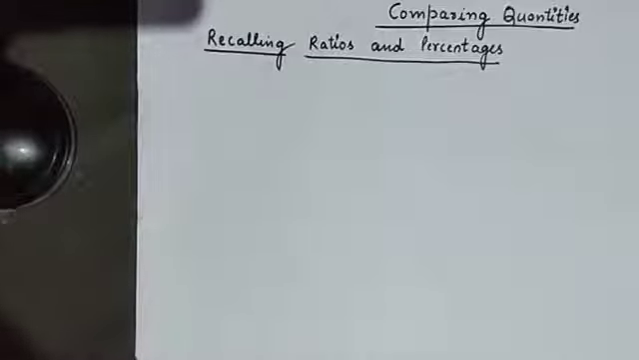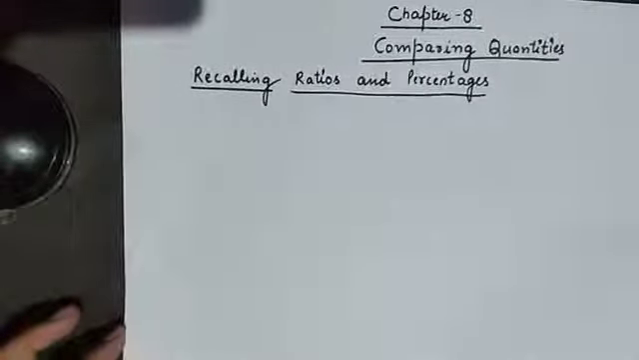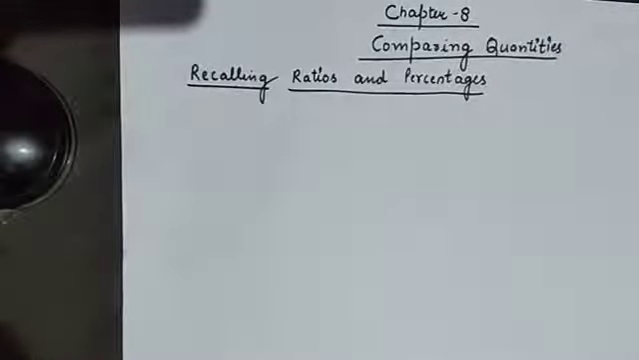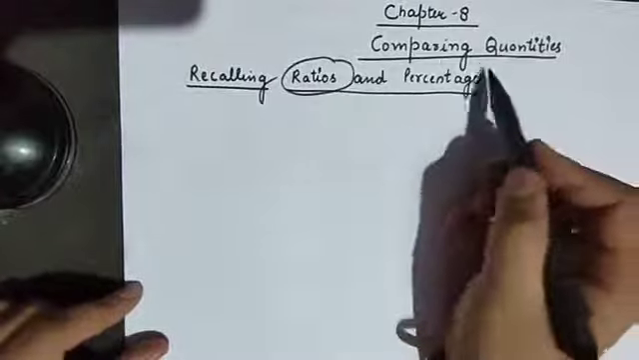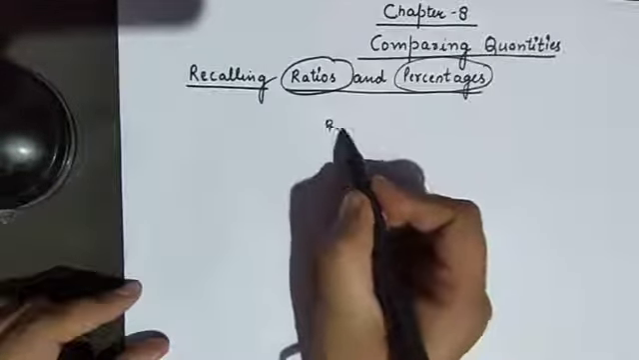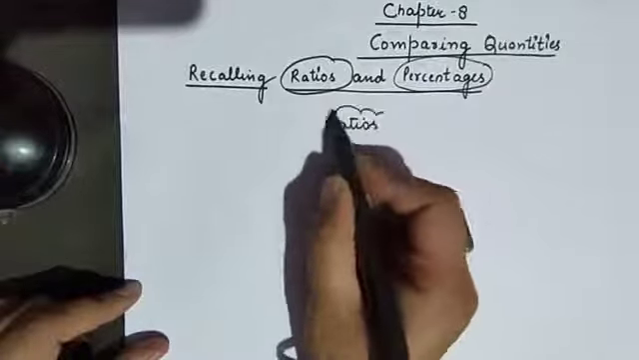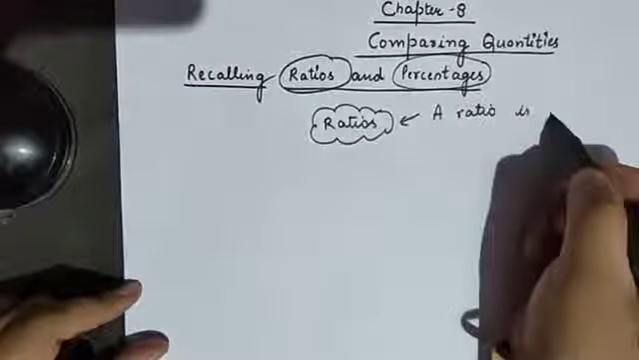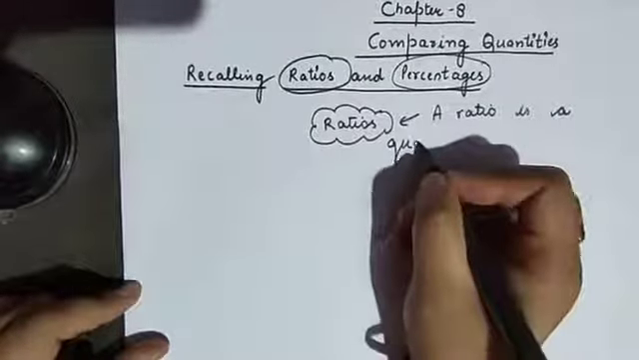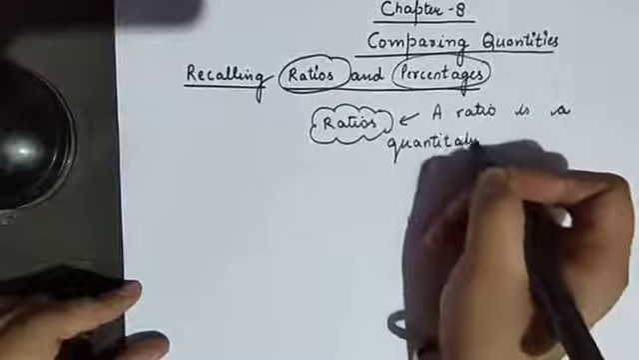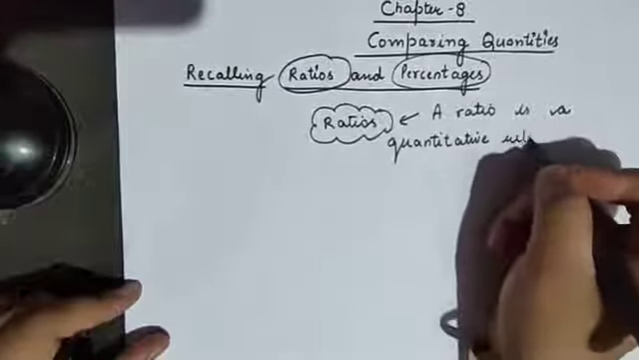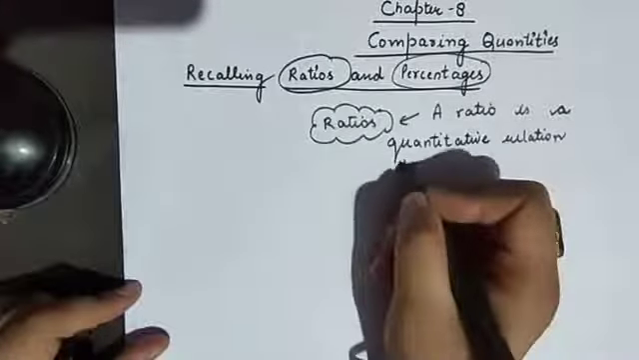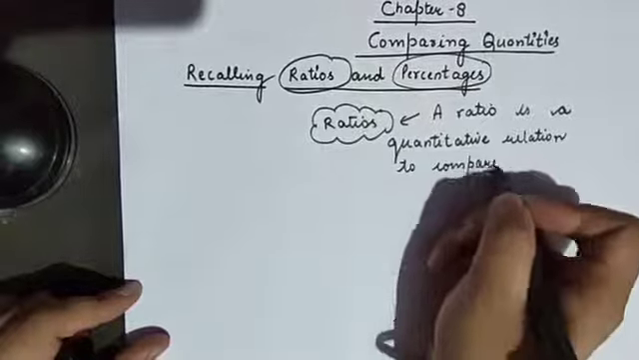In this class, we are going to discuss chapter number 8, that is comparing quantities. Okay students, here in this chapter, firstly we will recall the basic terms, that is ratios and percentages. If I talk about ratios, then a ratio is a quantitative relation to compare two quantities.